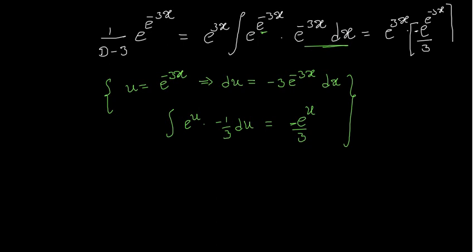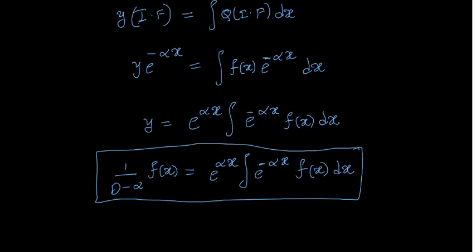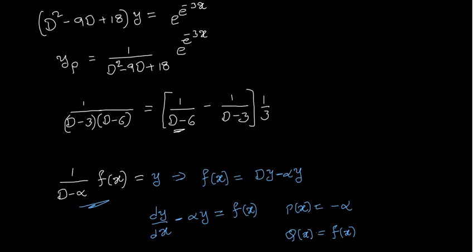So therefore we can say 1 by d minus 3 acting on e power minus 3x equals e power 3x into minus e power minus 3x by 3. Okay, so we are done with 1 by d minus 3 acting on this. And next, what is left? You need to find what is 1 by d minus 6 acting on this. So let us try to see.